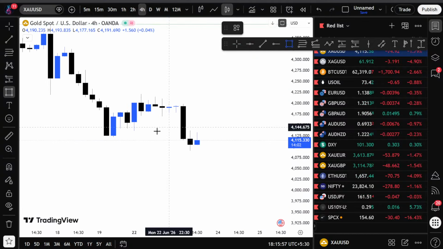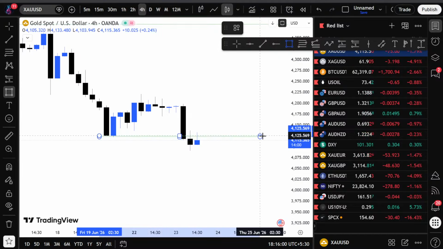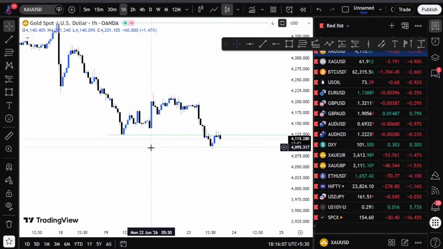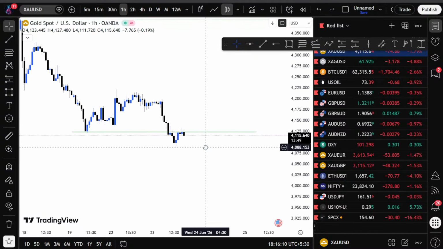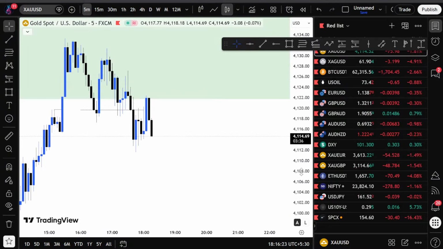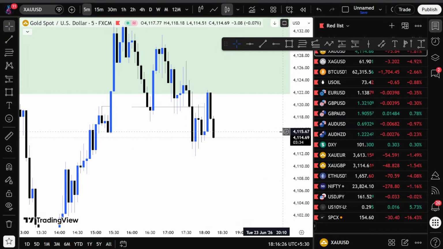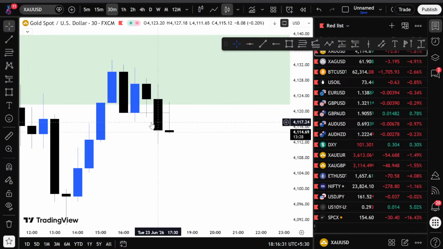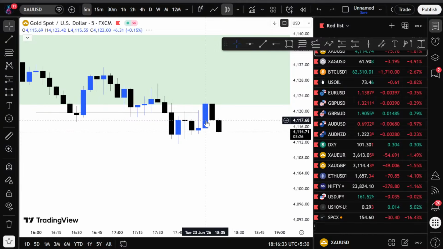If you look at this, this is your mitigation block in Honda. This is much smaller. 4-hour time frame, 1 hour, same. Okay, 30-minute momentum is carrying on.